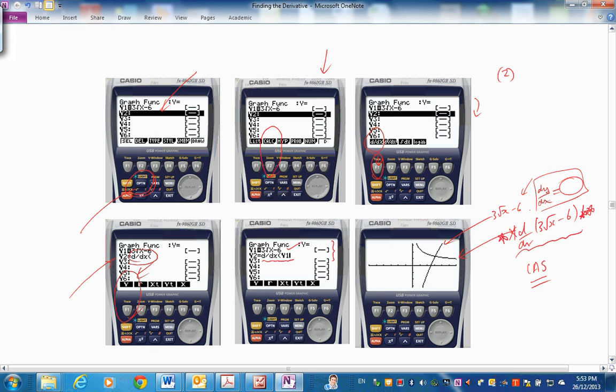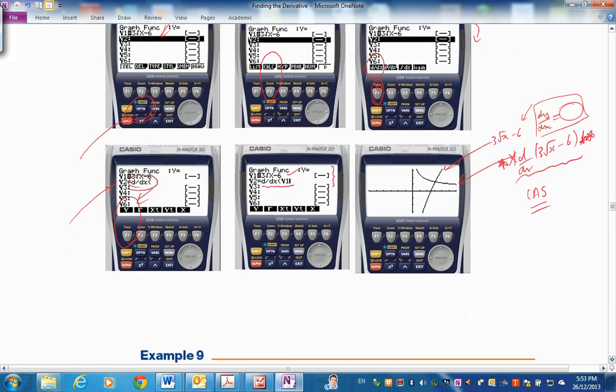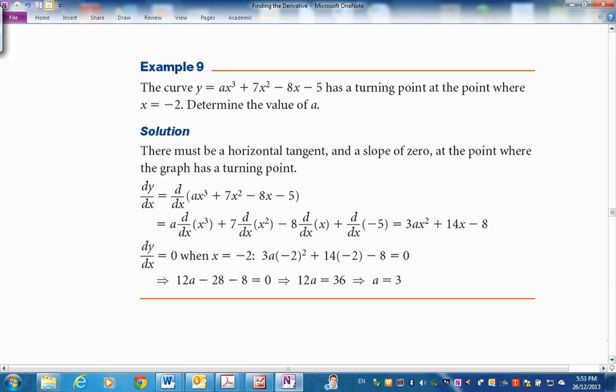But the GDC will not give you the actual algebraic expression for that derivative. Please keep in mind all these alternatives. They are handy, only in paper 2 though, where you've got a calculator on board. Okay, let's go down and have a look at some examples.